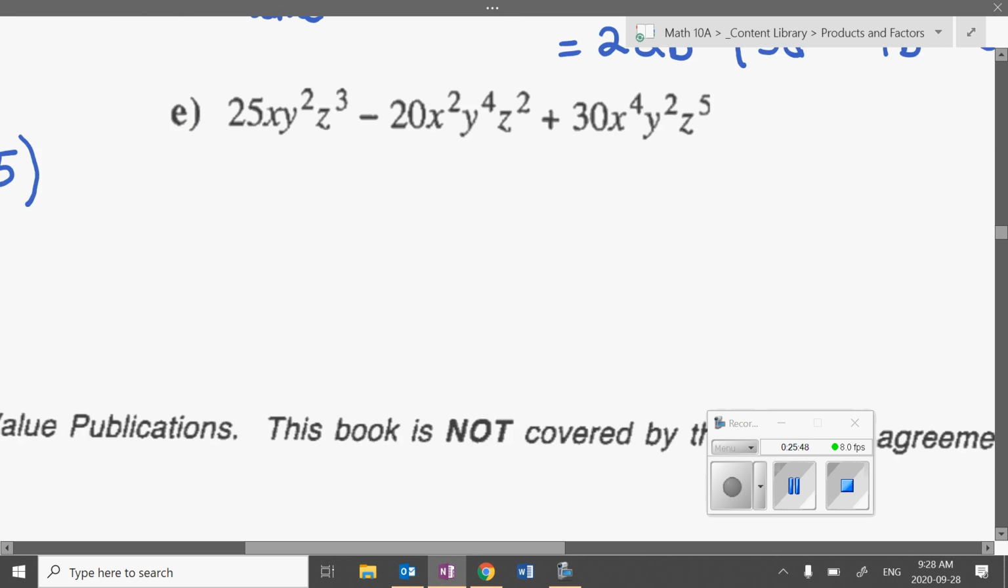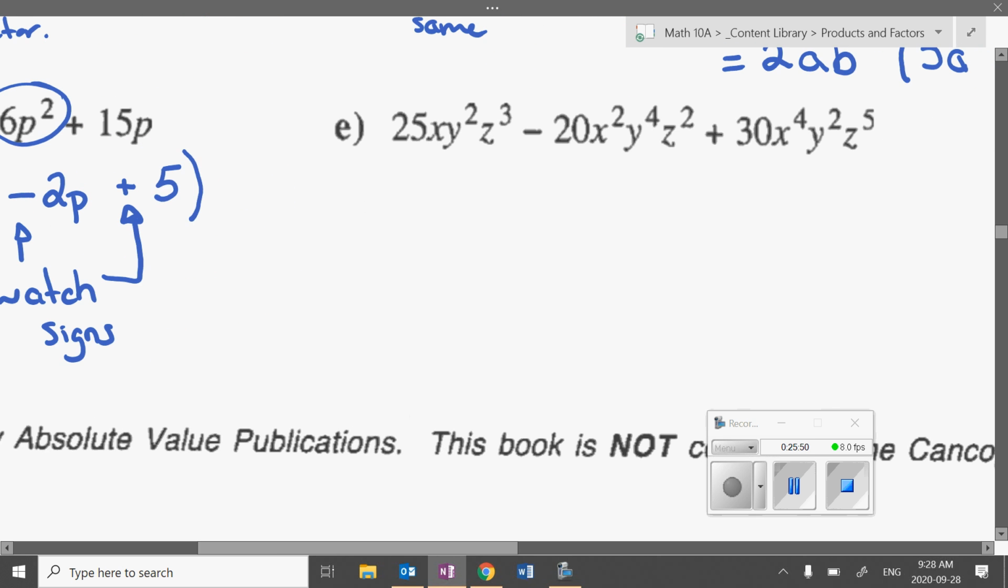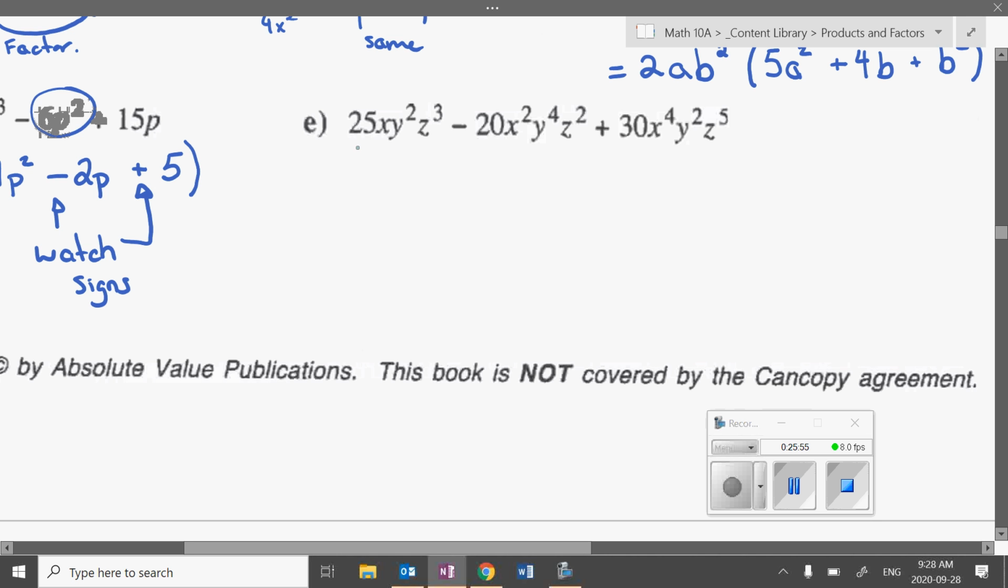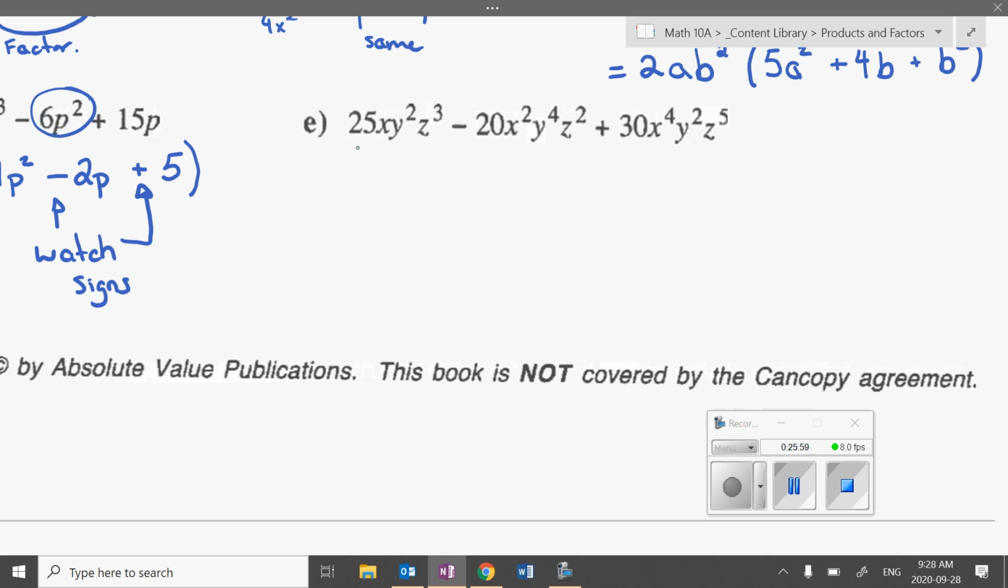Okay, E is a doozy. So let's do it one letter at a time. Between 25, 20, and 30, what's the largest common factor? 5, good.